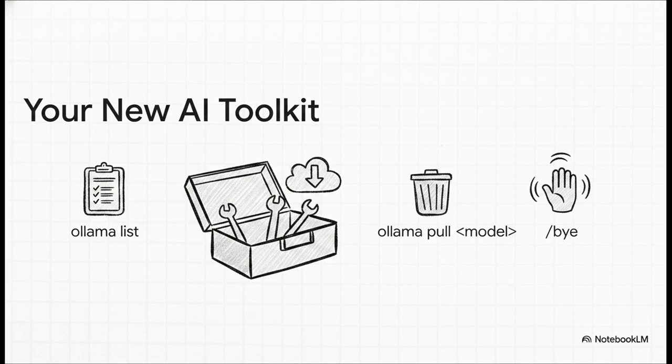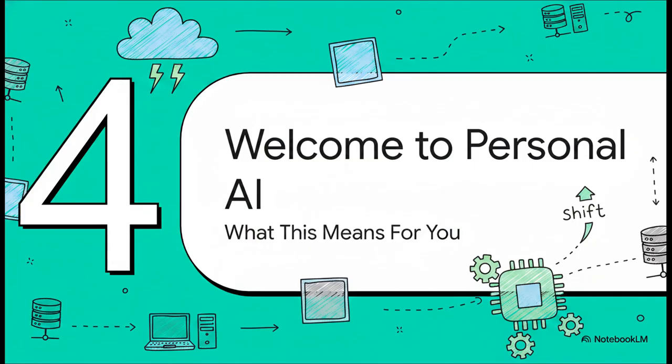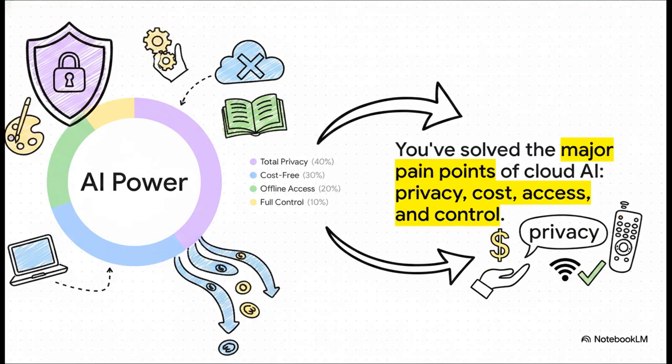Easy as that. Let's just step back for a second and think about what just happened. In just a few minutes, you went from being someone who just uses AI in the cloud to someone who actually owns their AI. This is a massive shift. What you have now, right at your fingertips, is this powerful combination of benefits. The biggest piece of the pie is total privacy. Your stuff stays safe. Then you've got the huge win of it being totally cost-free. Mix in the freedom of offline access and top it all off with full control to tinker and learn. You've basically solved all the big problems with cloud AI in one shot.